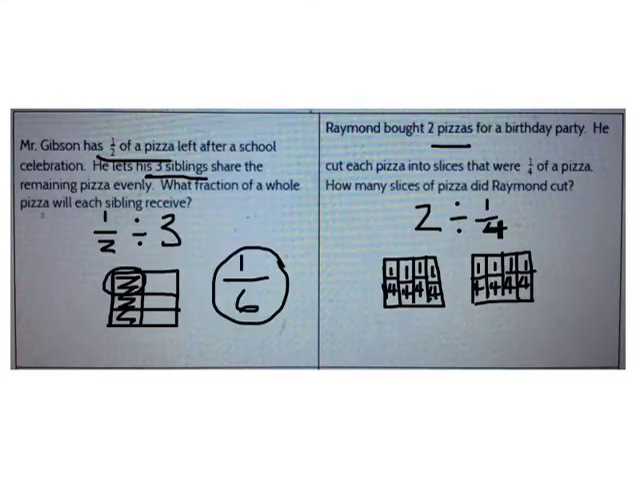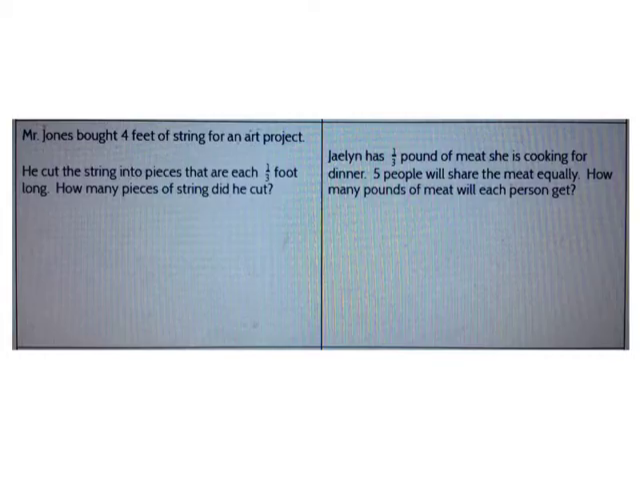So how many pieces could Raymond cut? He could cut 8. There's 1, 2, 3, 4, 5, 6, 7, 8. Raymond cut 8 slices. Let's do a couple more together.